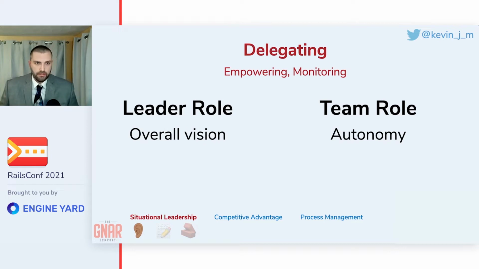The last leadership style is delegating. And in the delegating style, the team has full autonomy over the day-to-day actions. And the leader, it's not so much that they're checked out, but they don't need to follow up on every single decision and every single task that's done. They can spend their time focusing on the overall vision of the organization or the team, whatever the scope is of the thing that they lead.